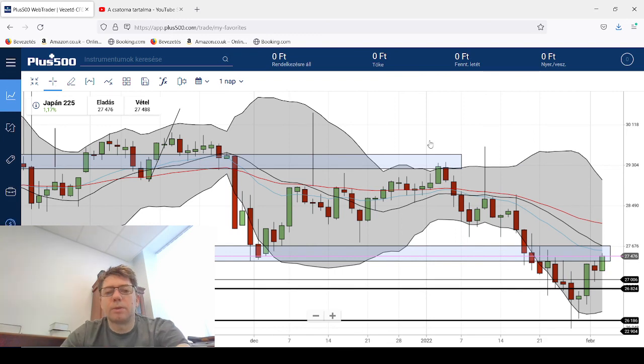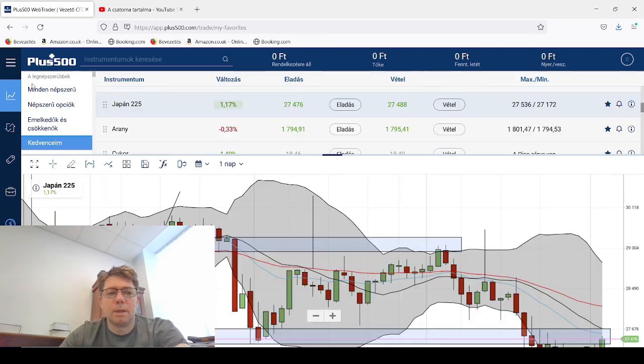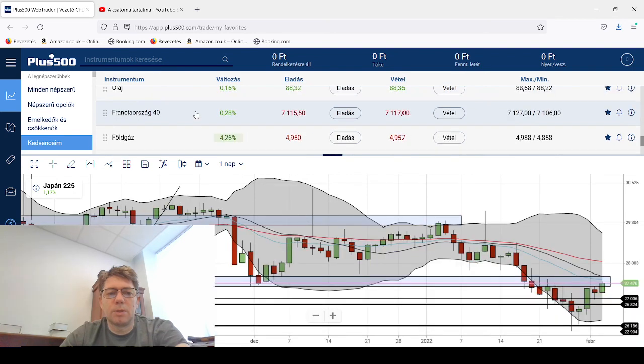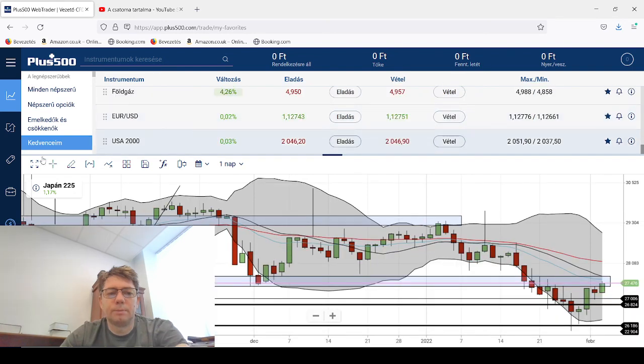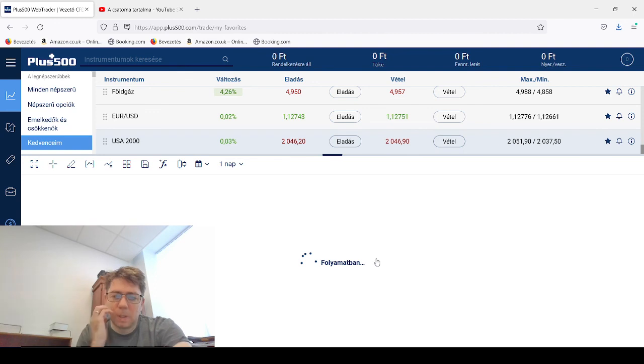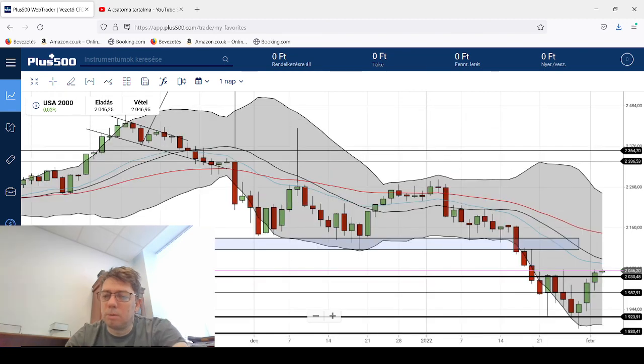Let's have a quick look at Russell and see what's going on there. Russell has fallen a lot lately, so it's no surprise we have a bullish pullback. We are above this 2030. That is telling me that we are on our way to this next resistance. And in fact, we are on our way to the 20-day EMA.